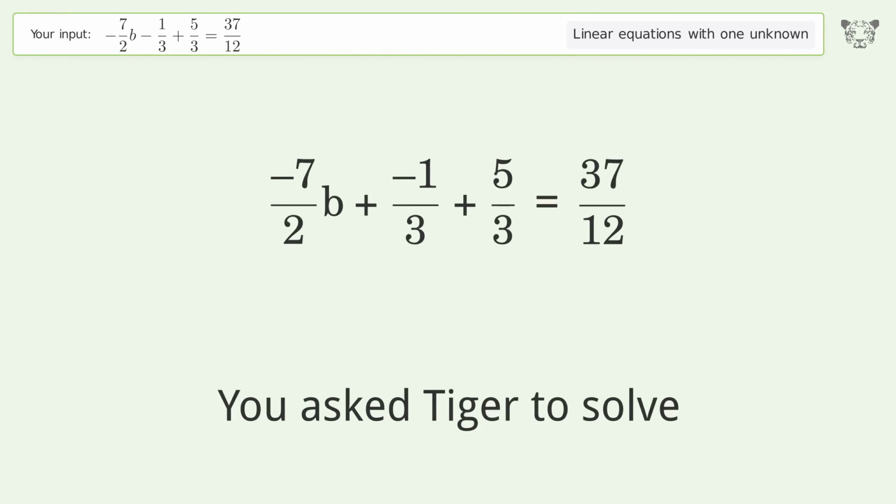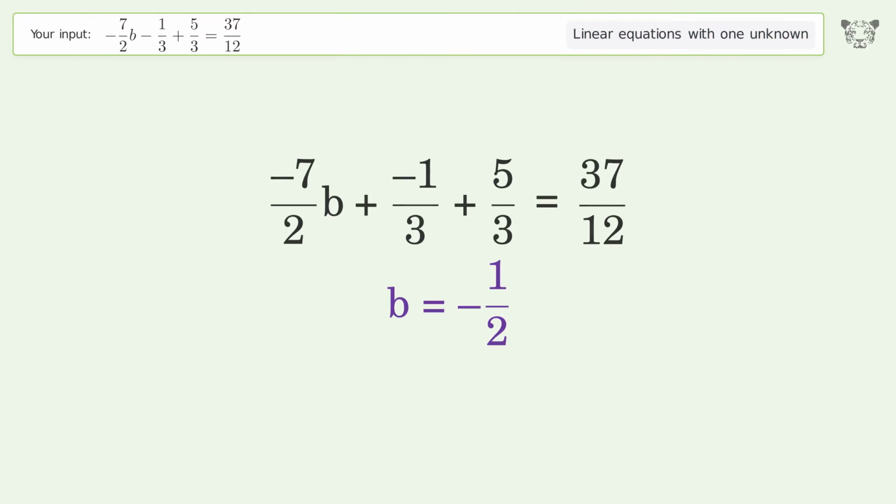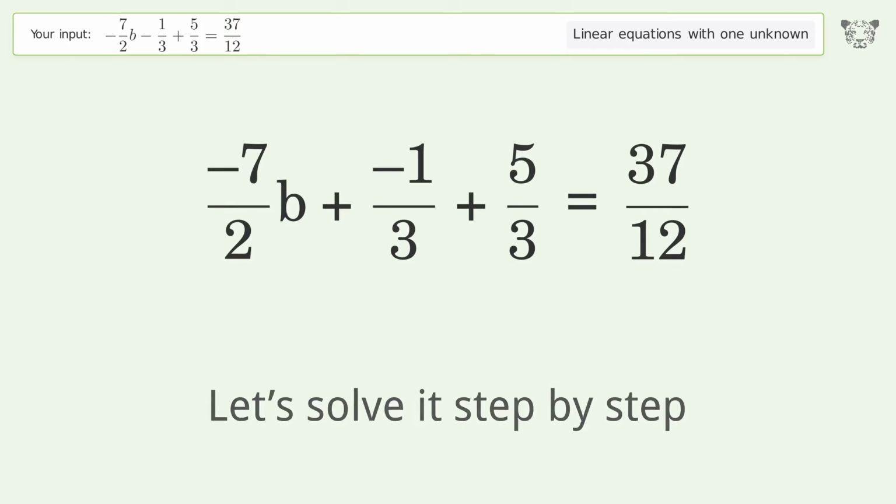You ask Tiger to solve. This deals with linear equations with one unknown. The final result is b equals -1/2. Let's solve it step by step.